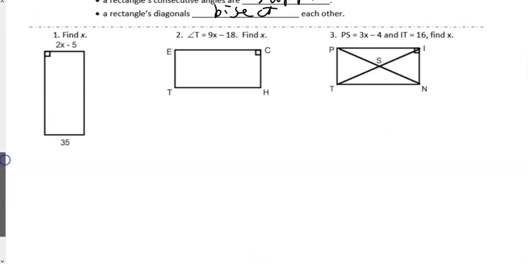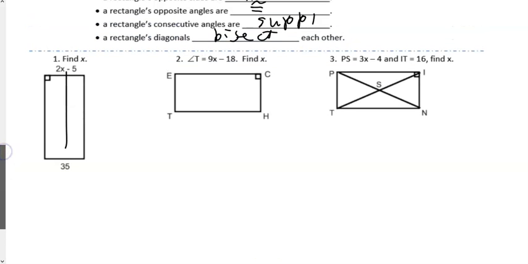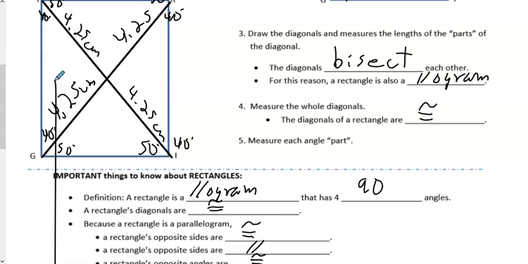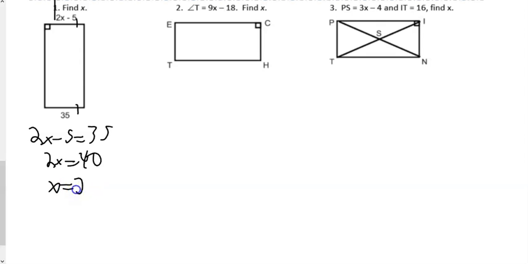So, we know that opposite sides are equal. Opposite sides are equal, right? So, therefore, we just say 2x minus 5 equals 35. Add 5, 2x equals 40. Divide by 2, x is 20. Again, we can plug our number in here. 2 times 20 is 40, minus 5 is 35. That works out.